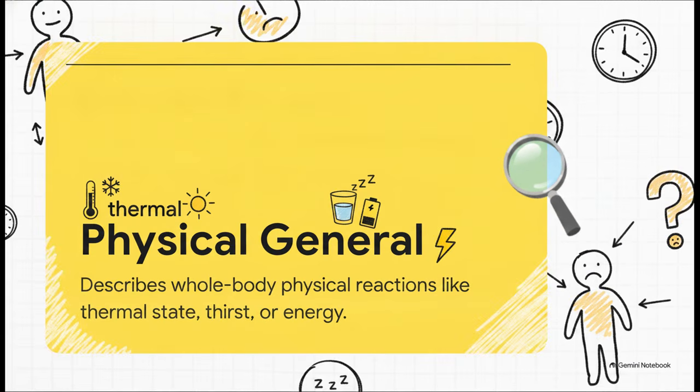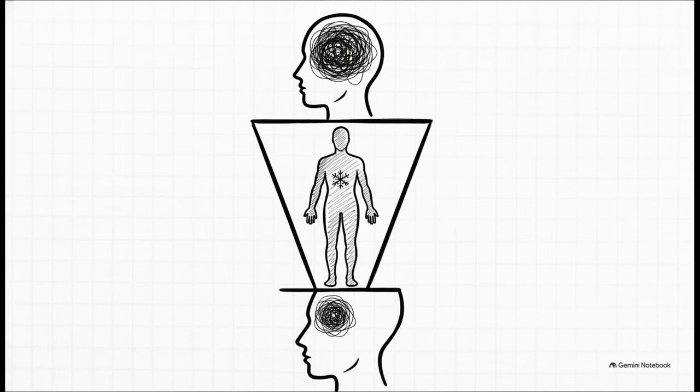Stepping down to level 2, we hit physical generals. Unlike a localized pain in one spot, these describe broad bodily reactions that affect the entire organism. We're looking at things like a patient's overall thermal preference, like are they just always freezing, their thirst, their sleep patterns, their overall energy levels. These are incredibly vital because they describe how the whole person is reacting rather than just zooming in on one isolated anatomical part. Let's actually see how this builds using a really practical example from the source text.